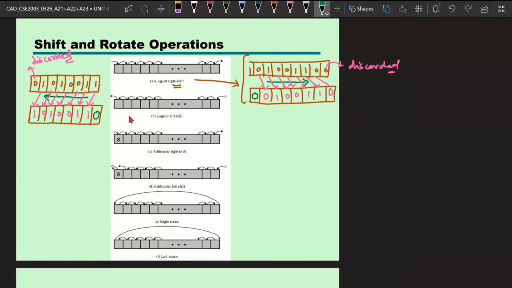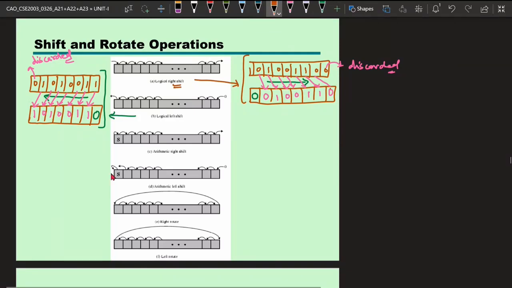So this is called logical left shift. So whenever there is a vacancy, we will be filling that vacancy with 0 in case of logical right or logical left shift. So I hope it is clear to everyone.